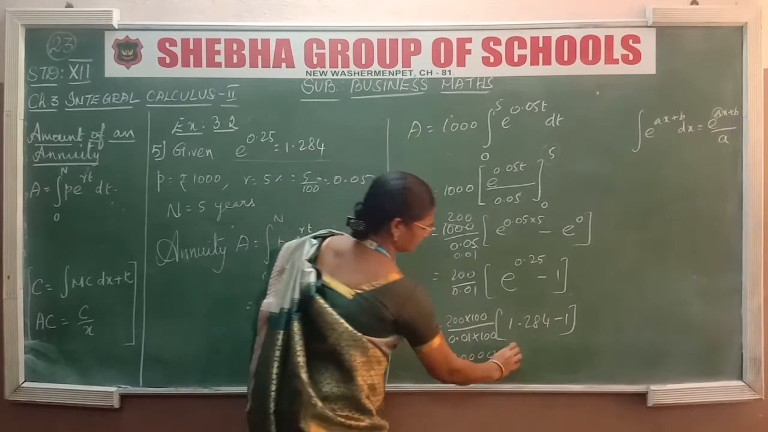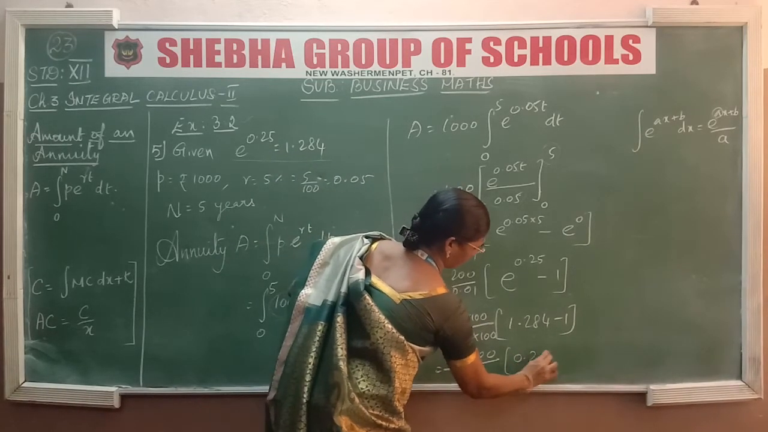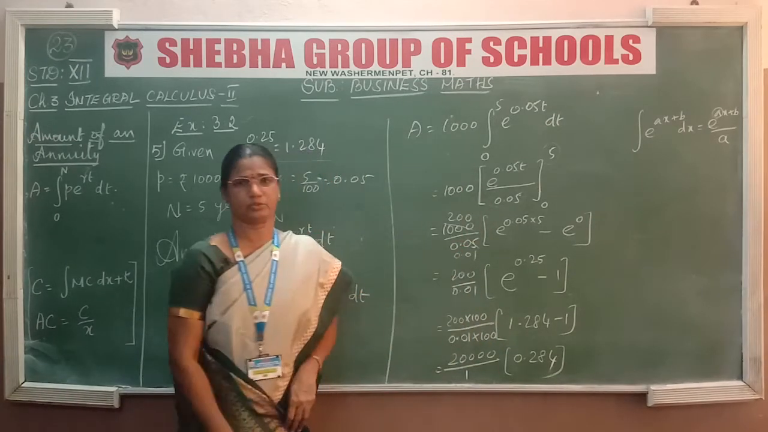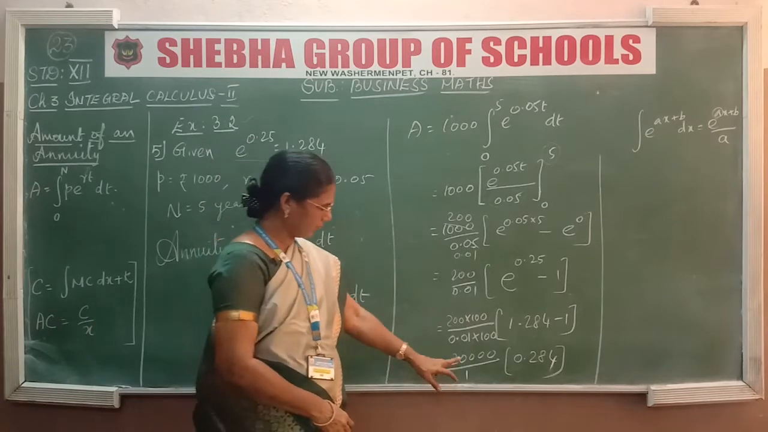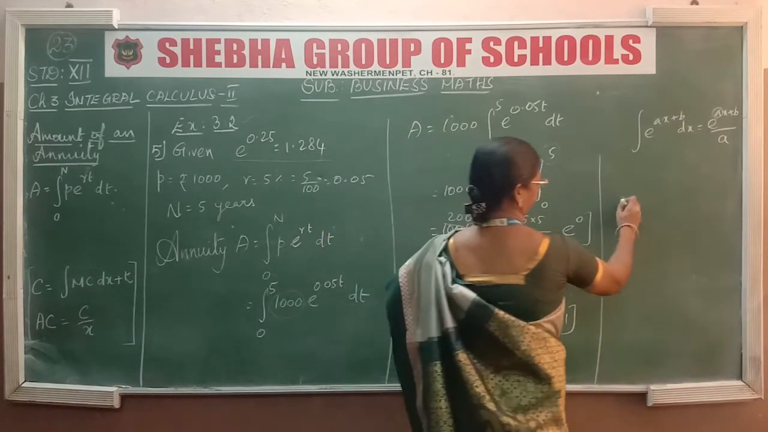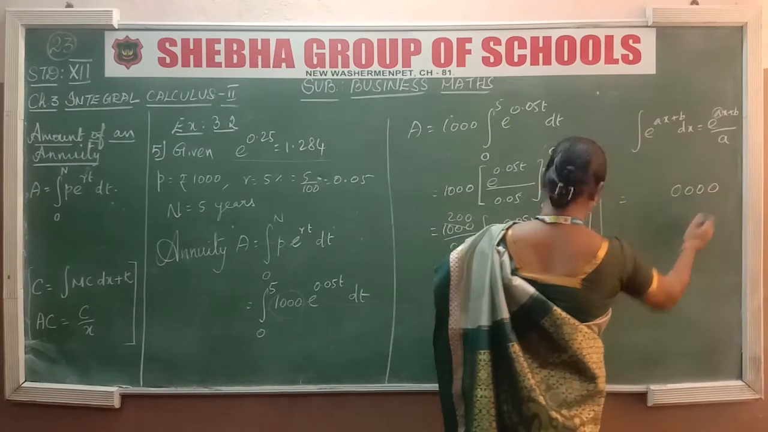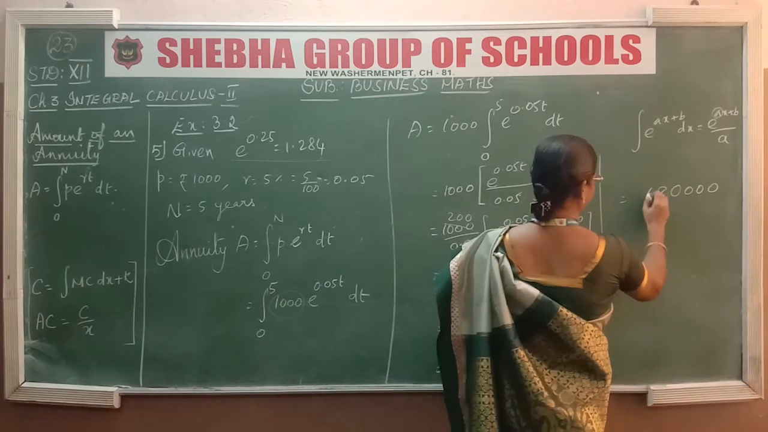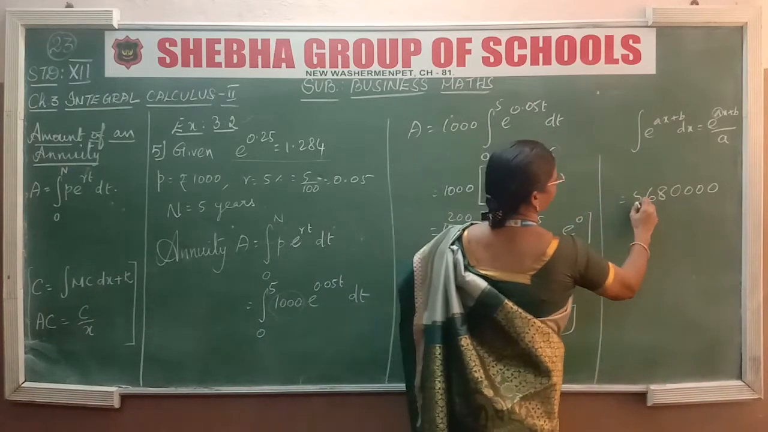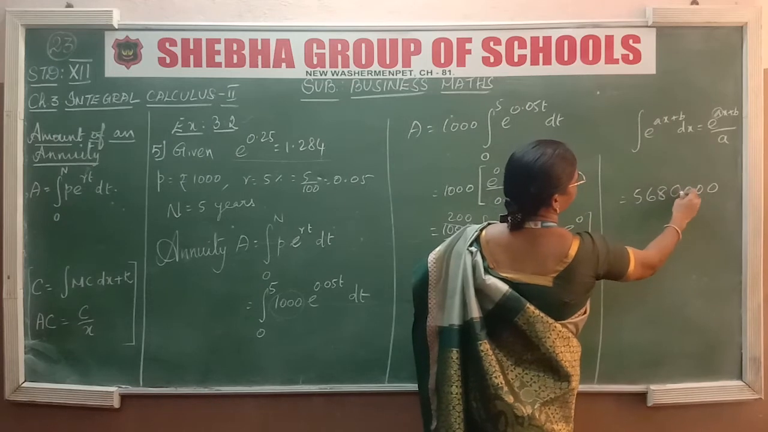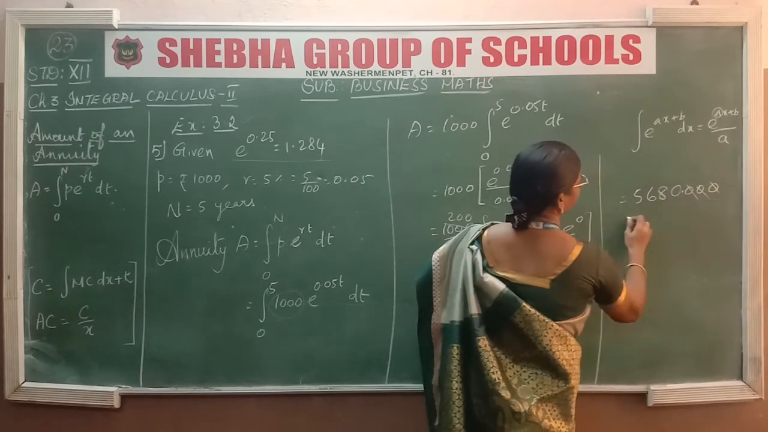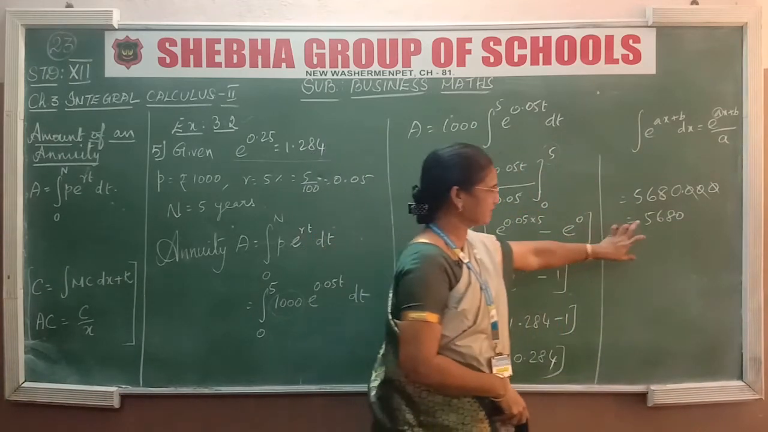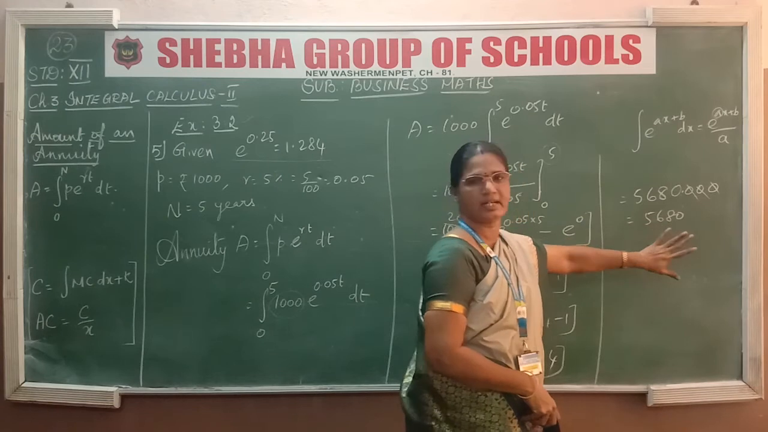Subtracting, we get 0.284. Now multiplying these two, we get 40, and multiplying this by 2 we get 8. Next put the point after 3 digits, we get 5680. So after 5 years the amount is rupees 5,680 in the account. Understood?